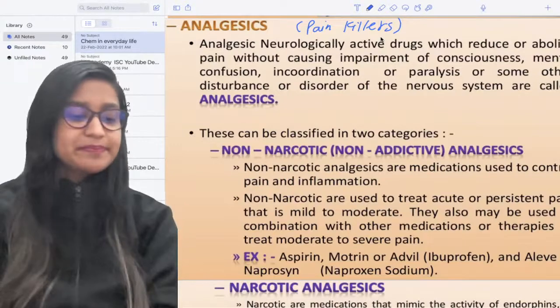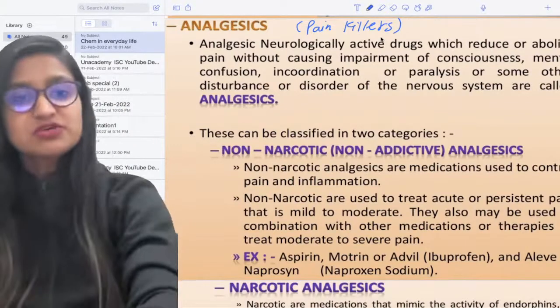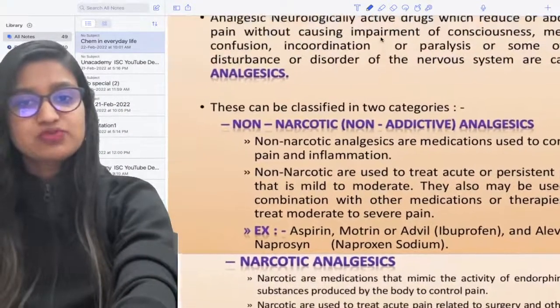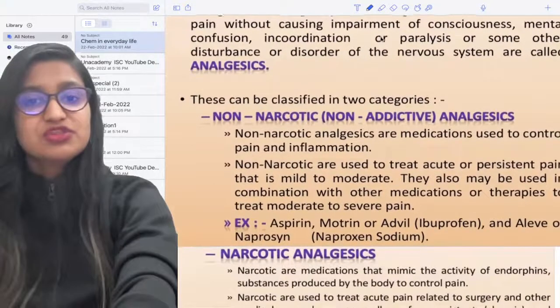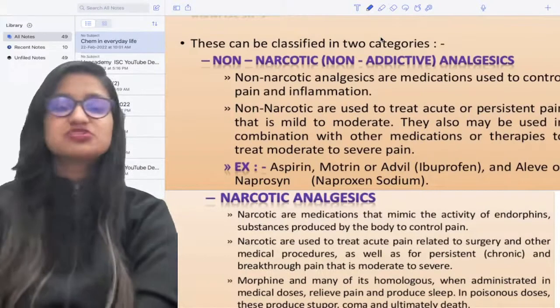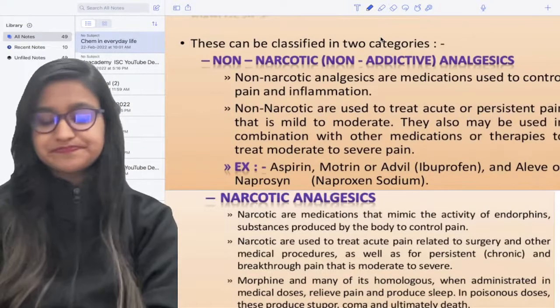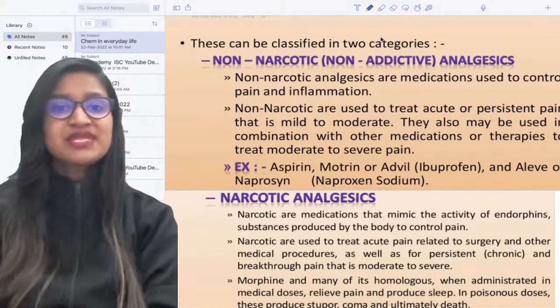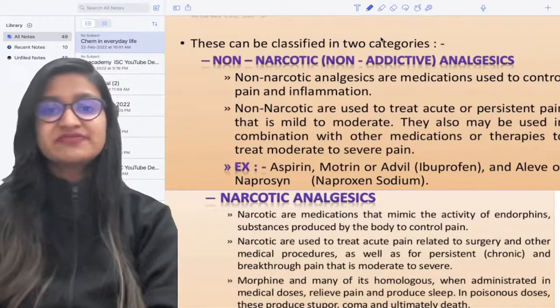Analgesics are painkillers. Now these can be classified into two categories. You can see here non-narcotic, and narcotic drugs, which are addictive. So non-narcotic, you can say non-addictive drugs.